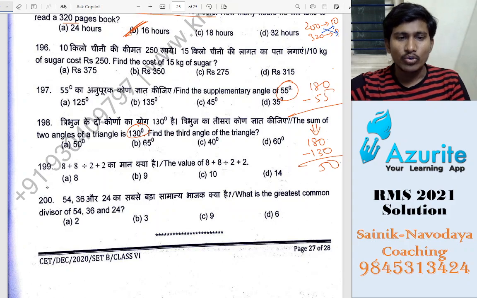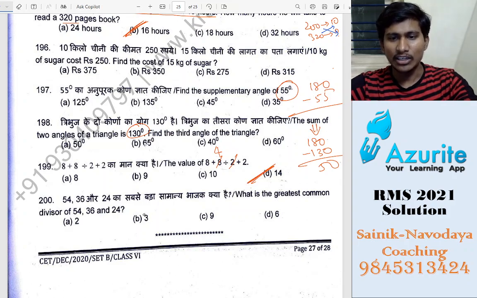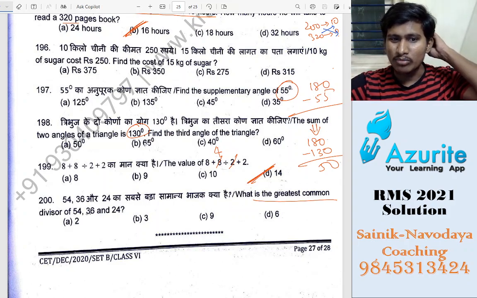Okay, fine. So 199 now. So 8 plus 8, 2 4s is 8. So 8 plus 4 plus 2, how much? 8 plus 4 is 12, 12 plus 2, 14. 14 is option B.